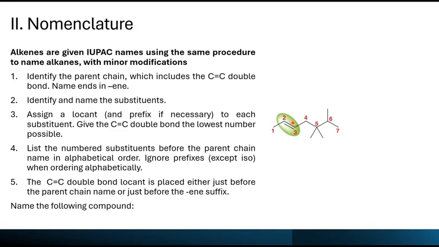We also have branches. On carbon 5 we have methyls, and on carbon 6 we have a methyl. So we're going to also include those in the name. 5,5,6-trimethyl-2-heptene, or we can use the infix, which means we're putting the 2 in between hept and -ene: 5,5,6-trimethylhept-2-ene. Either answer is acceptable.